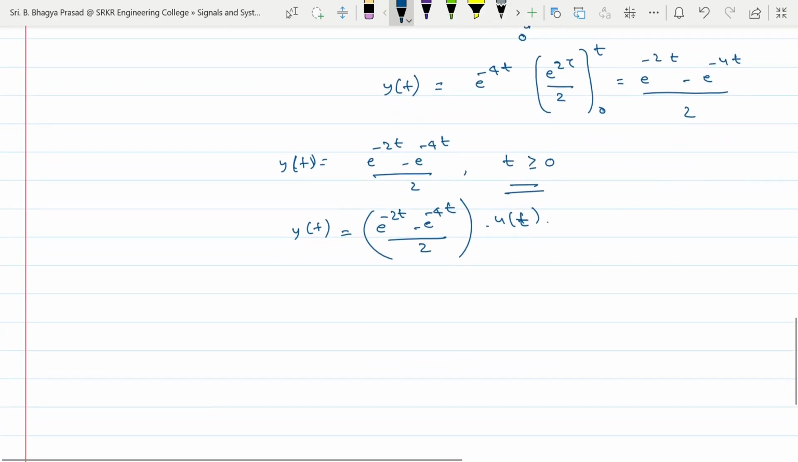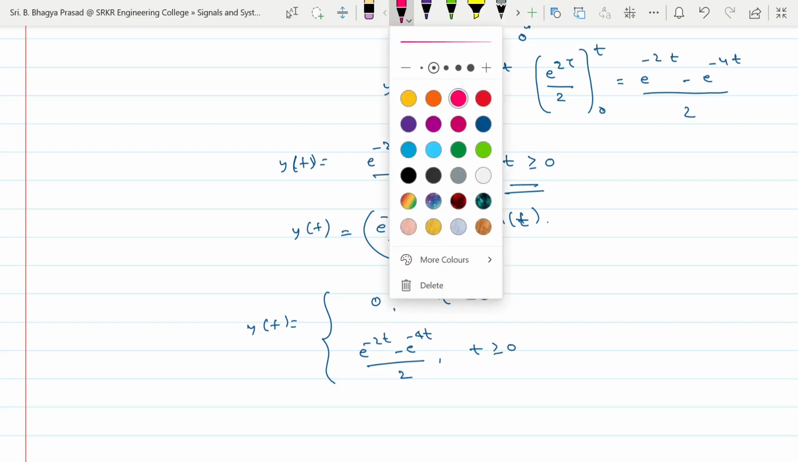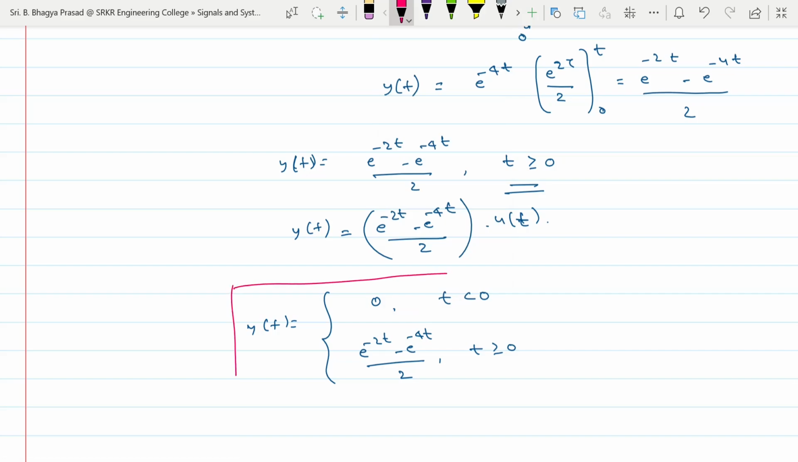So for the consolidated output, y of t is 0 for t less than 0, and (e power minus 2t minus e power minus 4t) by 2 for t greater than or equal to 0, and this is the consolidated output of the convolution of x and h, okay.